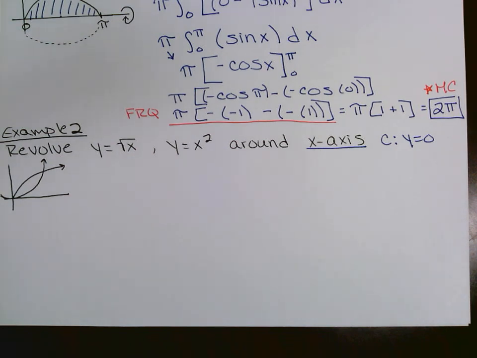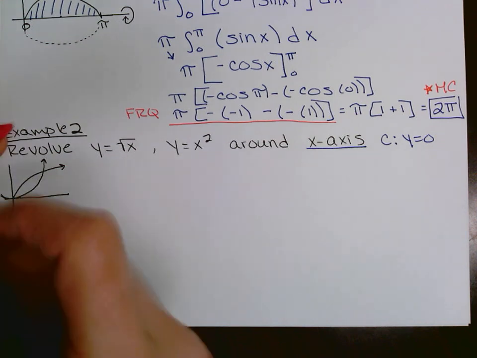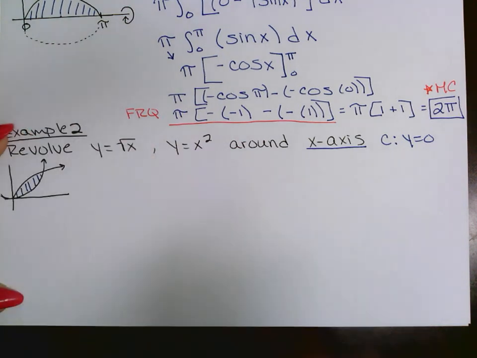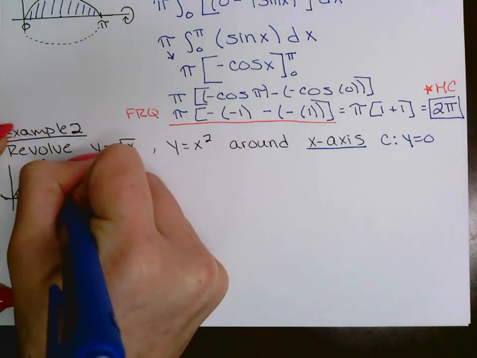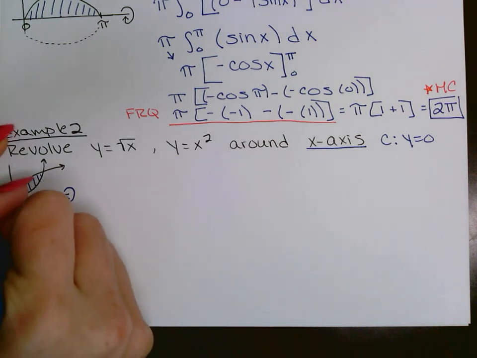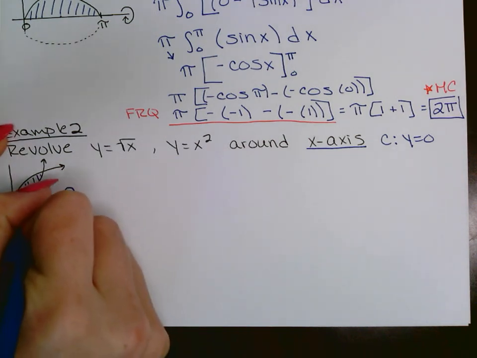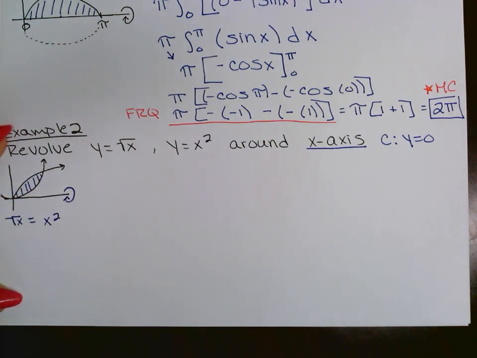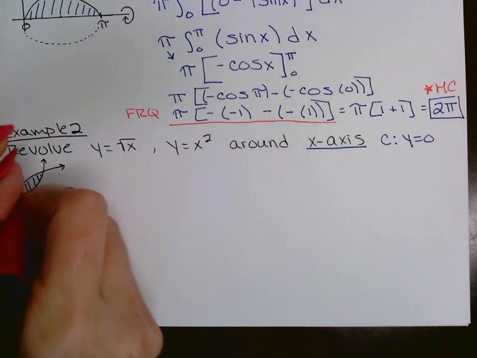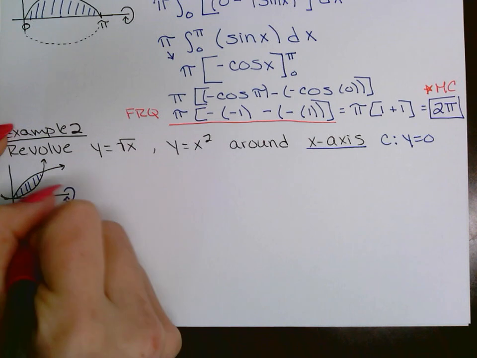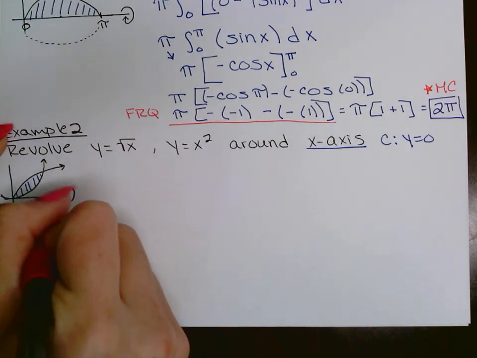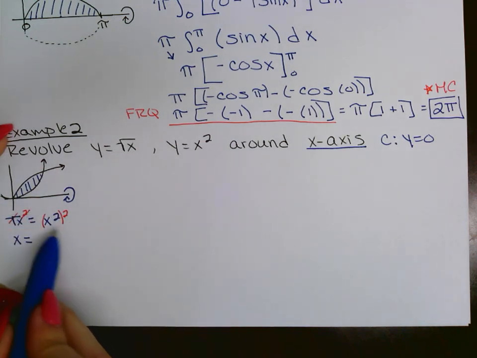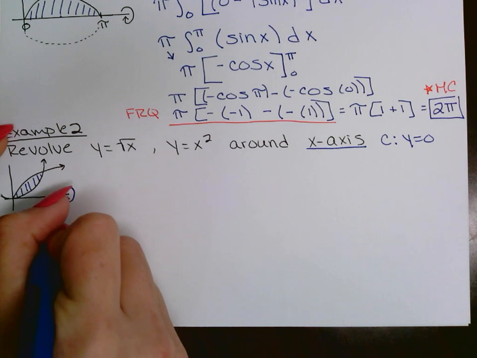Okay? But let's set them equal to each other anyways. So this is going to make an image in here, a bounded area, and they want us to rotate around the x-axis. So I say square root of x equals x squared. What should I do next? Square both sides. Okay, so now I have x equals an exponent to an exponent. We multiply, so this is x to the 4th.